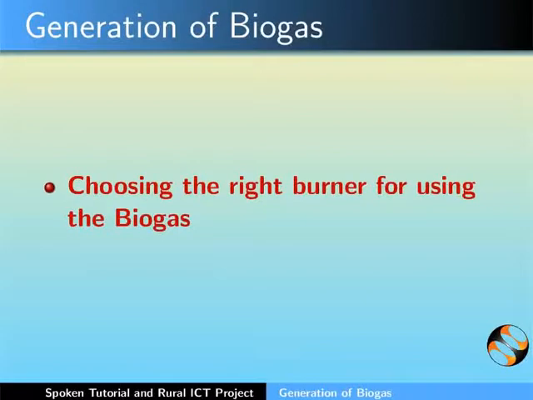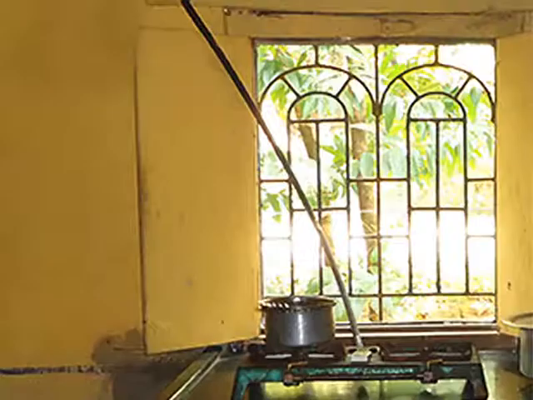Next, we will talk about choosing the right burner for using the biogas. The gas that is generated in the plant is conveyed through the main gas pipe. This main gas pipe should further be connected to an appropriate burner. So which burner should be used?